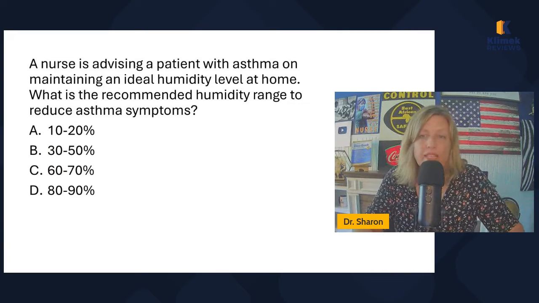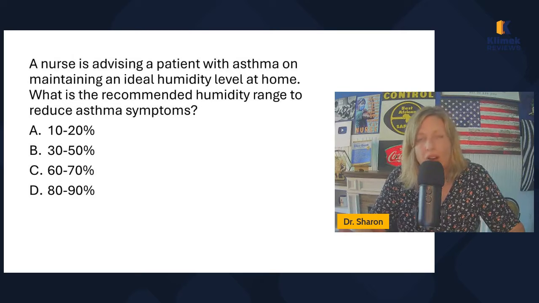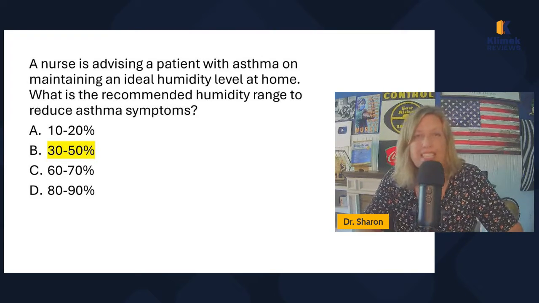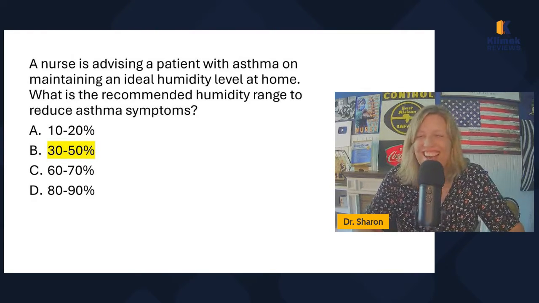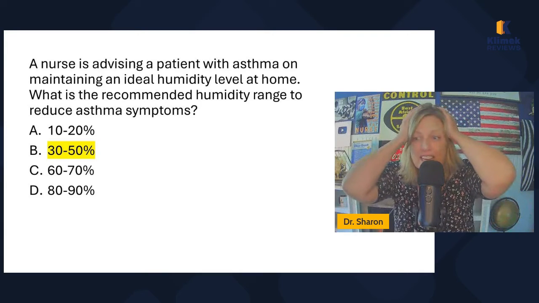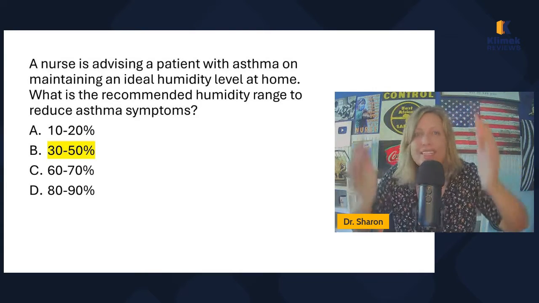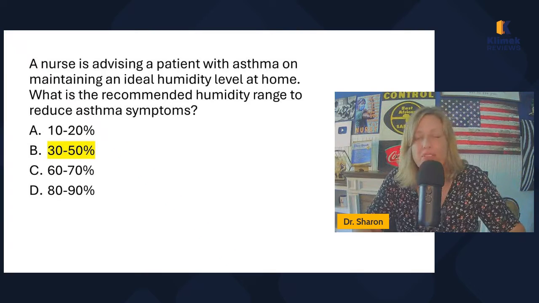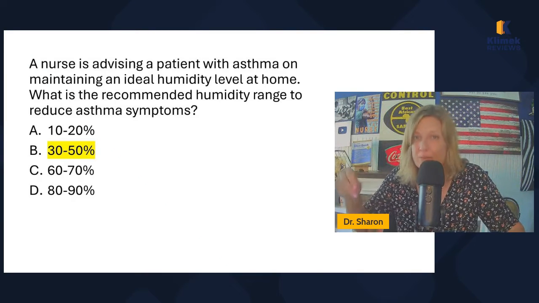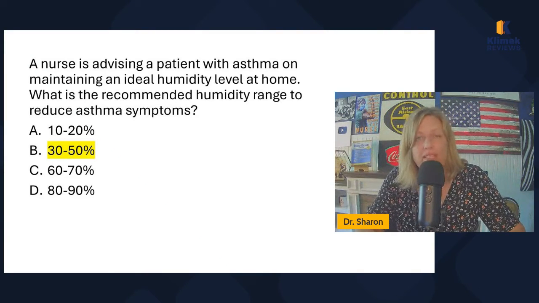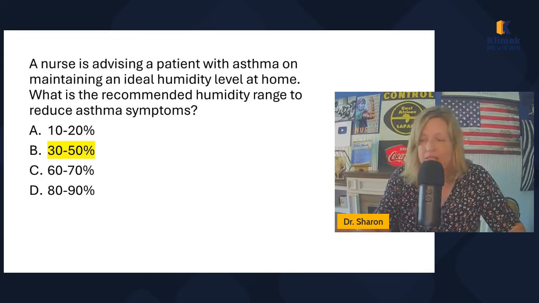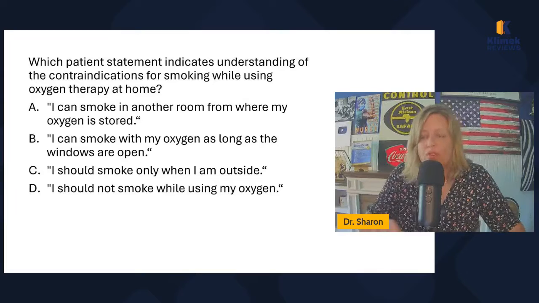A nurse is advising a patient with asthma on maintaining an ideal humidity level at home. What is the recommended humidity range to reduce asthma symptoms? Y'all, it's the same answer. Don't go, well, now it's a different scenario, so maybe it's a different level. No, it's not. 30 to 60%, not 61. 30 to 60% is the correct answer, whether they have diseases or don't have diseases. So don't let that confuse you.